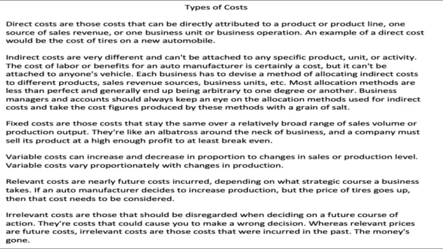Relevant costs are future costs incurred, depending on what strategic course a business takes. If an auto manufacturer decides to increase production, but the price of tires goes up, then that cost needs to be considered. Irrelevant costs are those that should be disregarded when deciding on a future course of action. They're costs that could cause you to make a wrong decision. Whereas relevant costs are future costs, irrelevant costs are those costs that were incurred in the past. The money's gone.